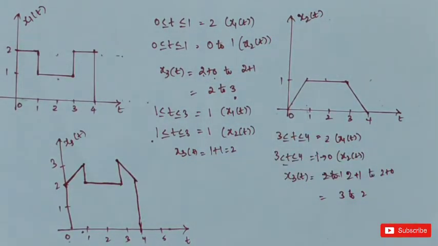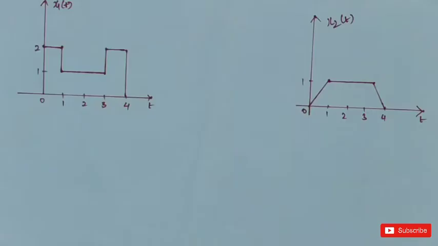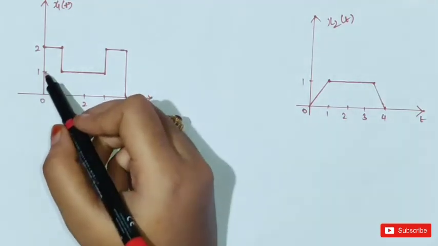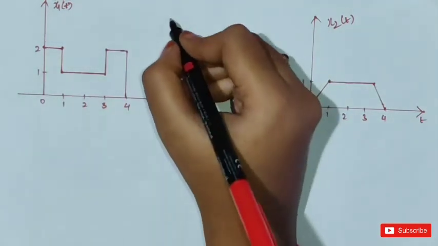In this way we have to find the sum of two signals. In the same way we can also find the subtraction of two signals. Let us see the example for that. For this signal subtraction also, let us consider two signals which we have taken earlier. So now let us calculate the amplitudes at different time intervals. So first let us consider the interval 0 to 1.